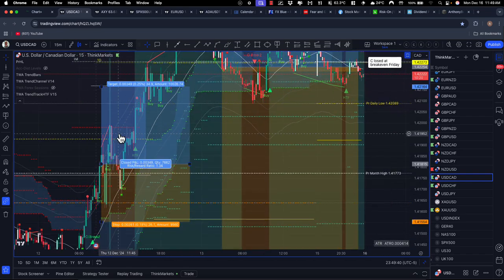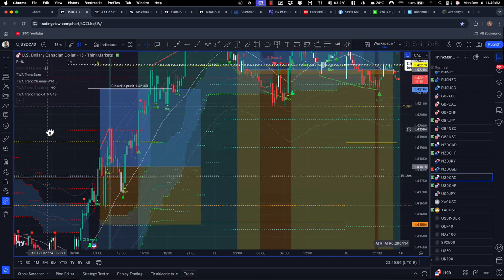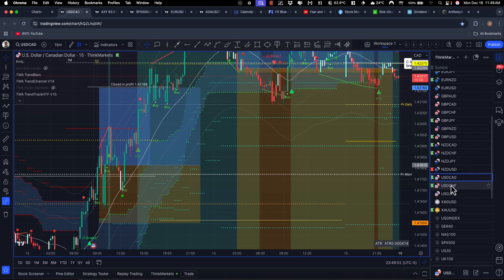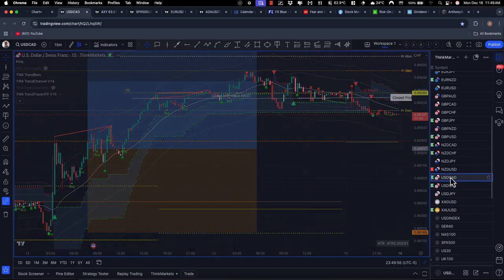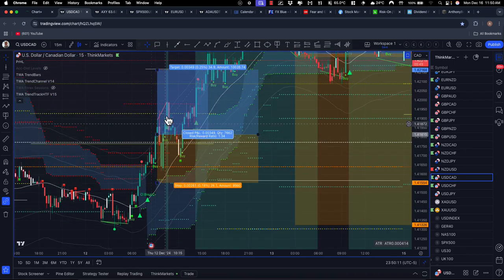This one was a nice one. We closed this one in profit into a news event, so that was quite a nice outcome. And then we had the dollar Swiss. Oh, and look at the difference. See here, we got in fairly early on these signals back in here. Yeah, the green zone kicked in where my mouse is, right here.